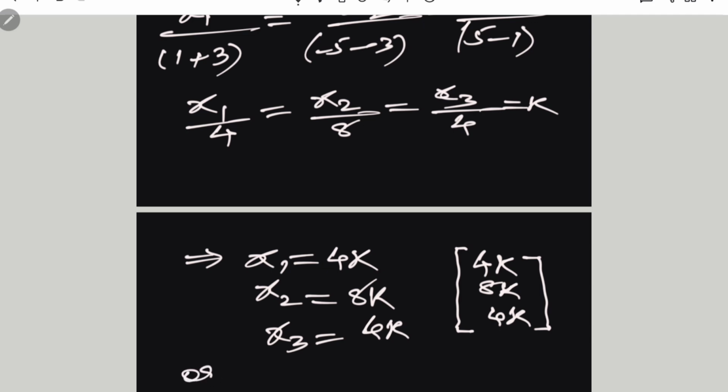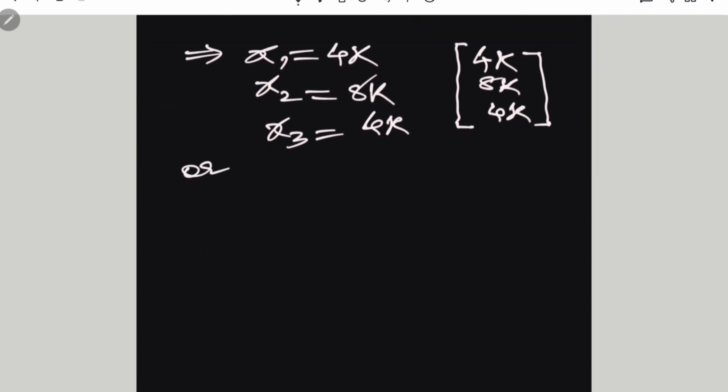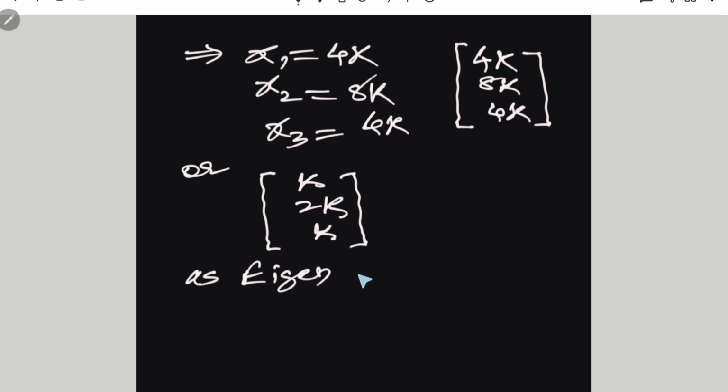Or dividing throughout by 4, we get that vector as k, 2k and k, as the eigenvector for the largest eigenvalue lambda equals 6. This is the end of the third part.